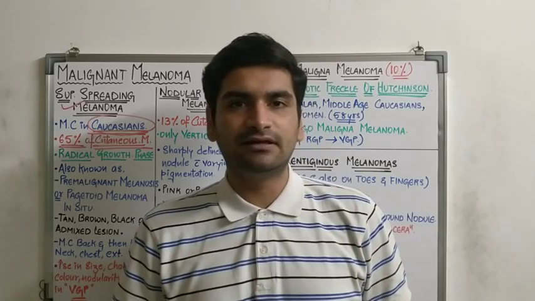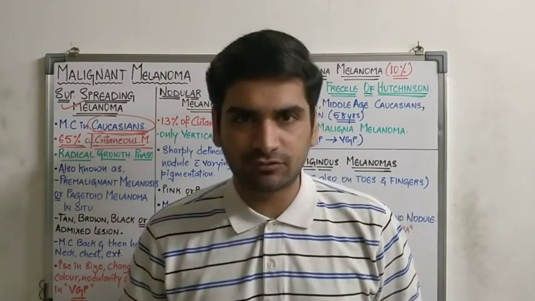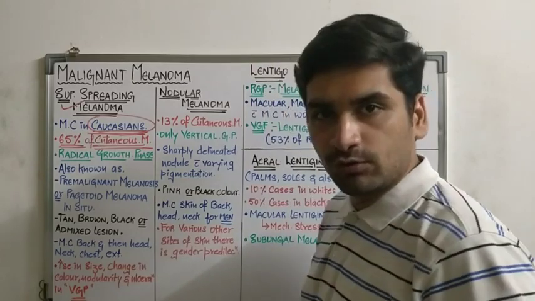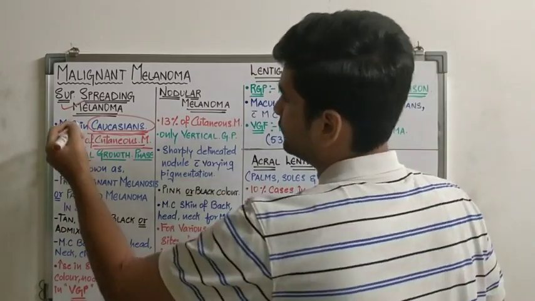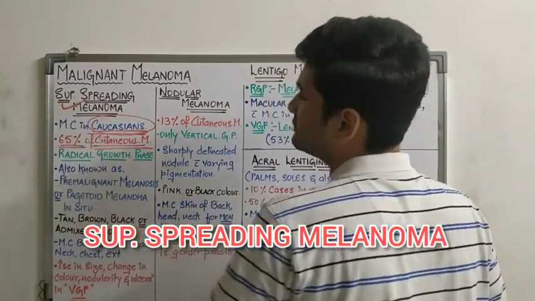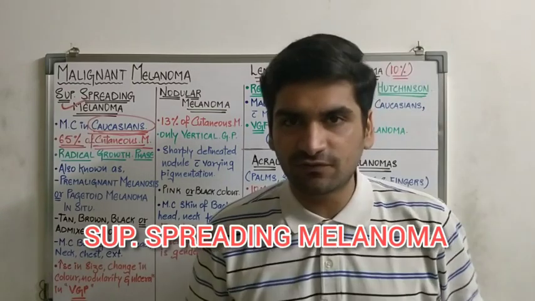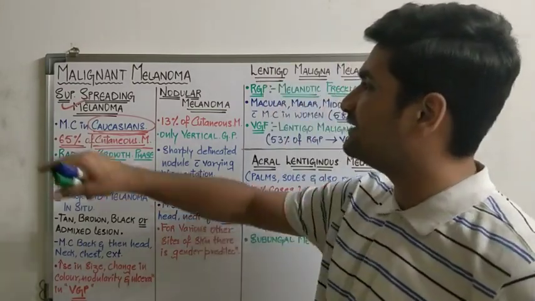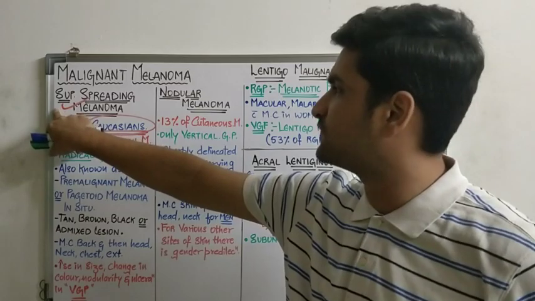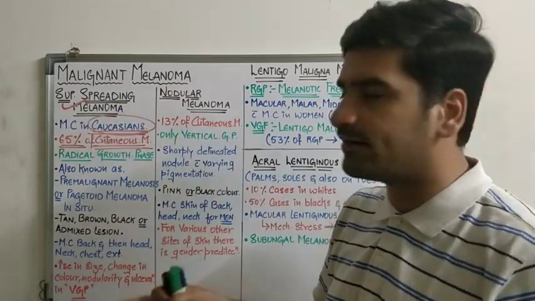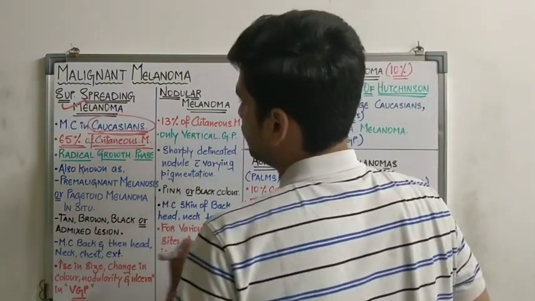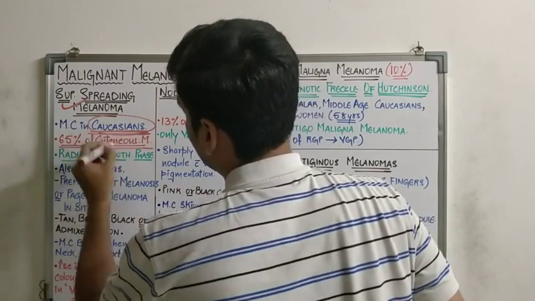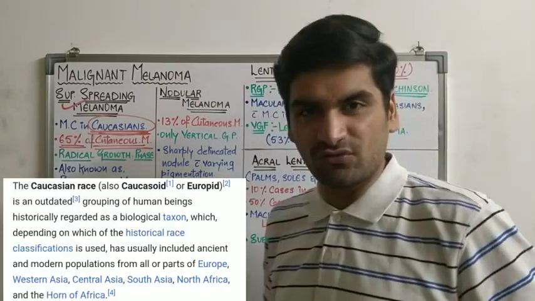So now starting with the discussion of various types of melanomas, mainly the cutaneous melanoma, right? The first one is superficial spreading melanoma. The name itself says that it is going to be superficial and it is going to spread in the various areas surrounding, right? Most commonly it is seen in Caucasian group of individuals.